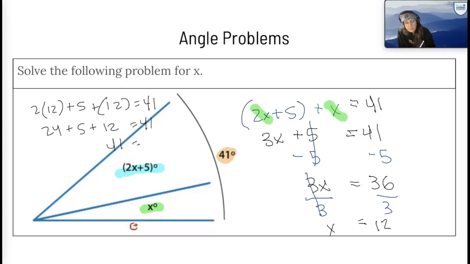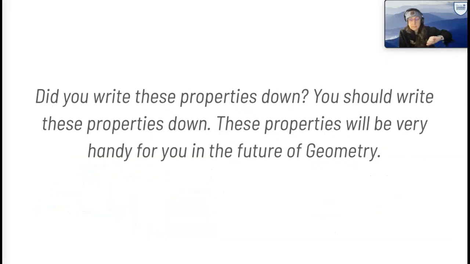Boom, look at that. We did our math correctly and we checked it. Did you write these properties down? You should write these properties down. These properties will be very handy for you in your future of geometry because it's really important to mathematically be able to justify your work.